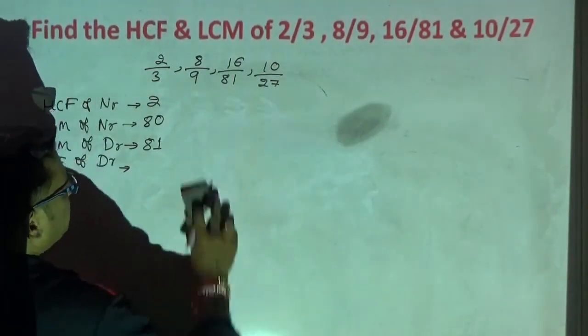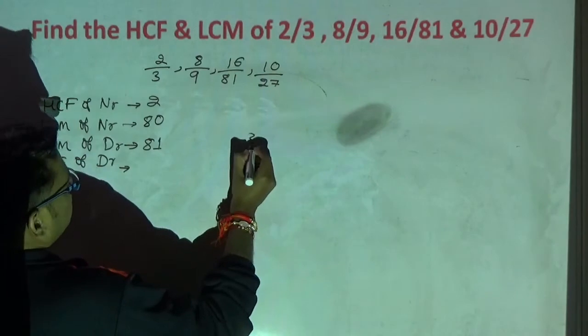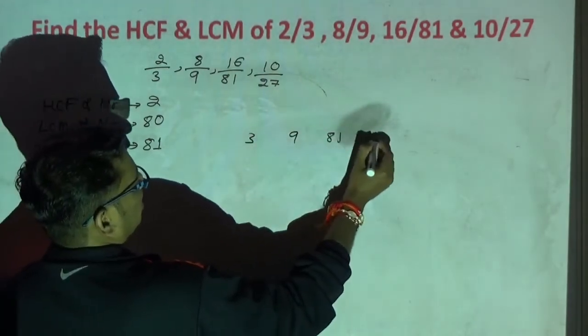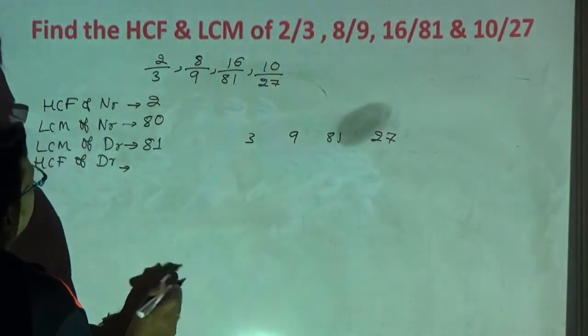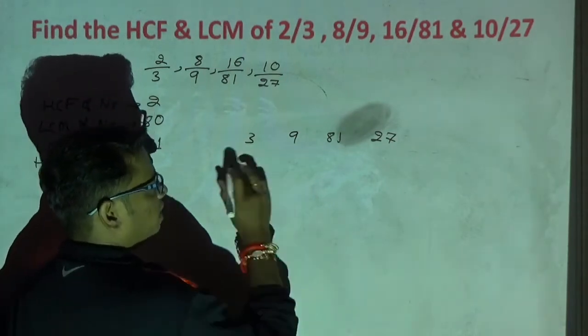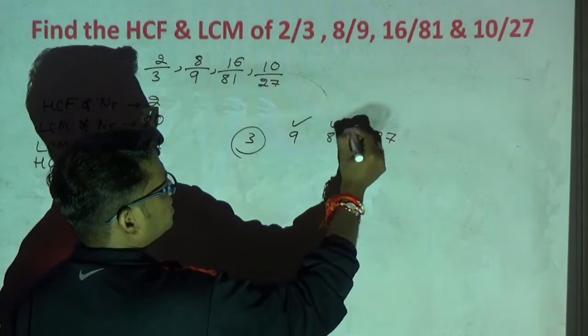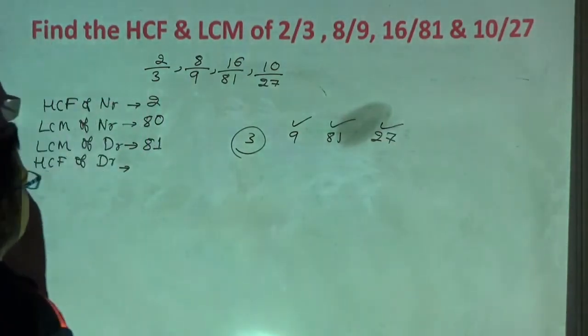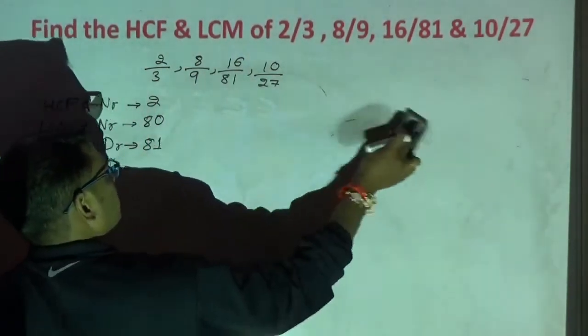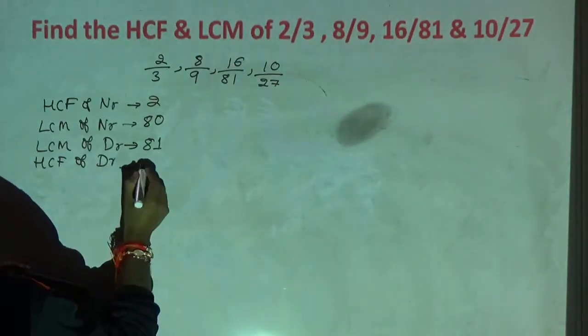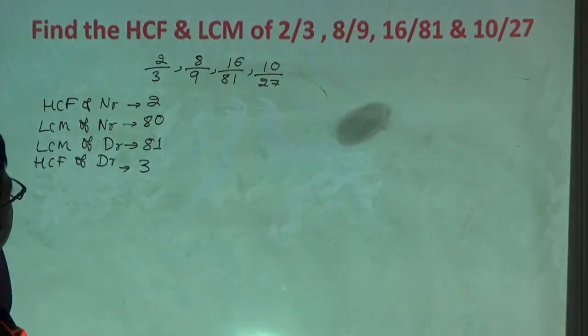The HCF of your denominators. What are the denominators? 3, 9, 81 and 27. I need to find the HCF. How to find the HCF? It is the smallest number among all these, 3. From 3 I can divide this, yes. From 3 I can divide this, yes. From 3 I can divide this. What is the HCF of the denominators? 3. HCF is 3.